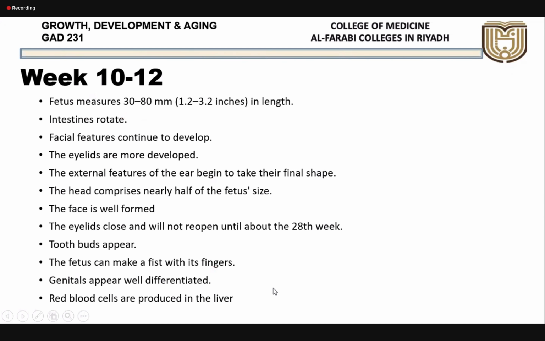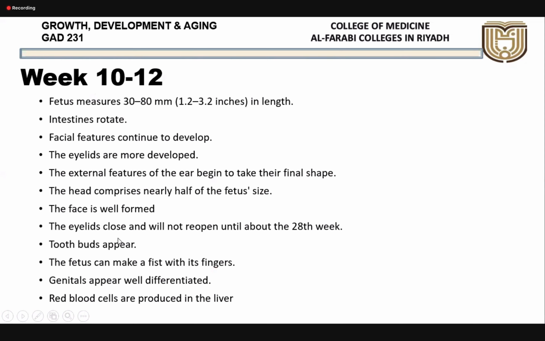Okay, so whenever we talk about any period of time, 28 weeks, starting from the 0 period, that is the time of fertilization, from the fertilization up to the 28th week. So this is the 28th week. So now at this 10 to 12 weeks, the eye will close and it will not open until the 28th week.